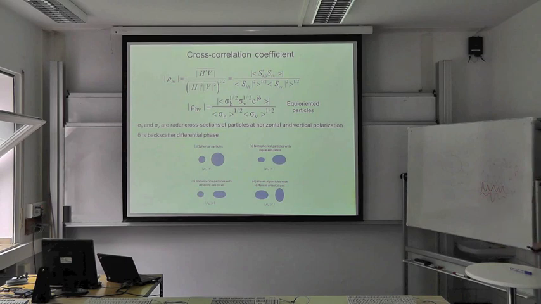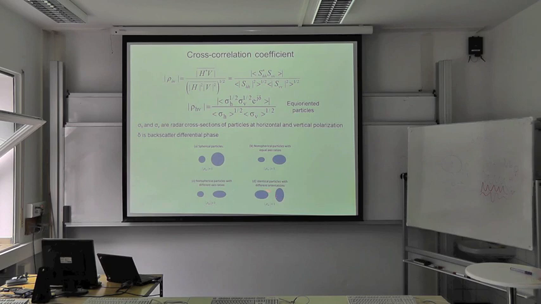It's better to show some examples in the data than just to dwell on the theory. But I would like to make a few remarks here. For spherical particles, rho hv is always 1. In other words, although h and v are fluctuating signals, the fluctuations will be totally synchronous. Another case is non-spherical particles with equal axis ratios. It also turns out that there will be a cross-correlation coefficient of one. However, if you have non-spherical particles with different axis ratios, or identical particles with different orientations, we'll get a cross-correlation coefficient less than one.